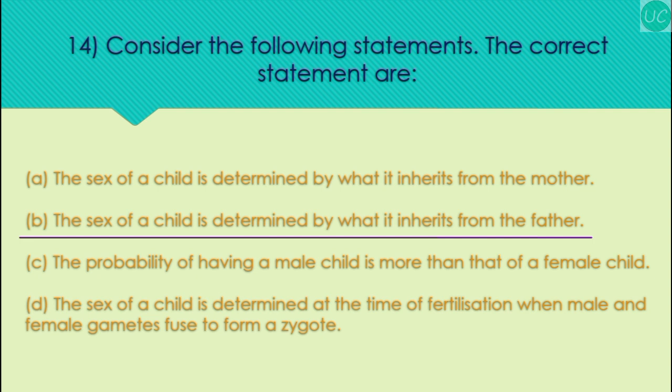Option C, the probability of having a male child is more than that of a female child. So this is wrong. The probability is equal, 50-50, as the father carries the X and Y chromosomes. So the probability is that the child will get either the X chromosome or the Y chromosome.